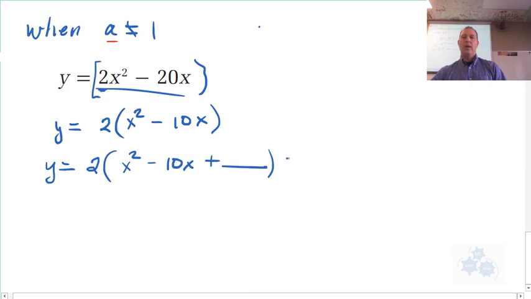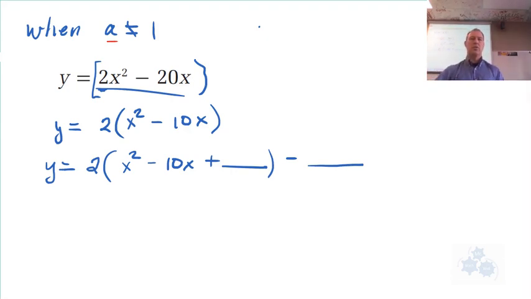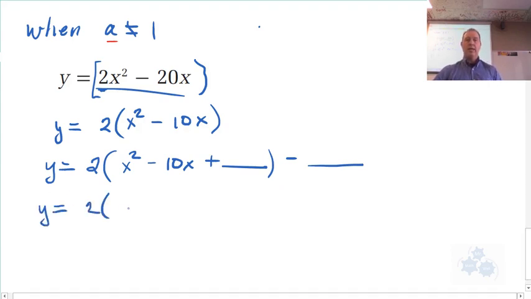And then I'm going to put a minus blank out here. So you're going to add something to complete the square, but you have to subtract something at a different part of the equation to make sure that we haven't changed it. All right, so at this point, hopefully, you guys are already seeing what goes in here. So what do I put here?